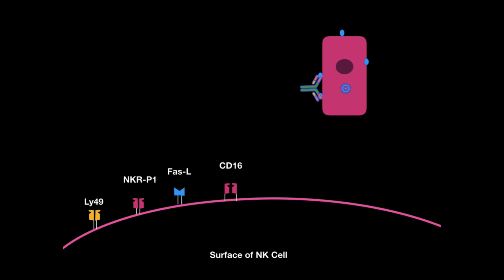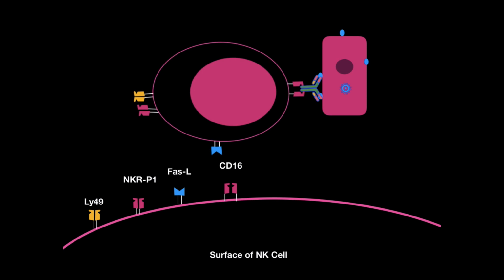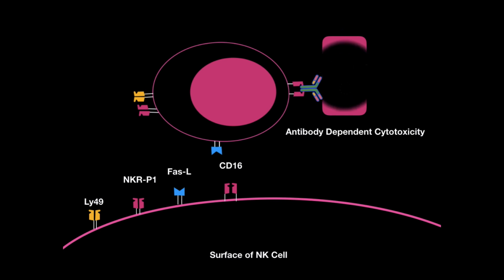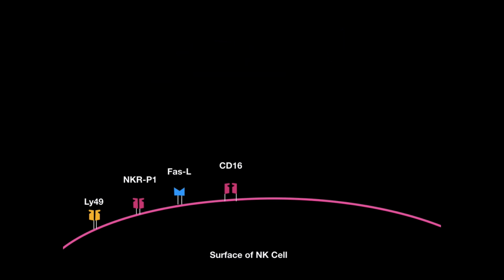And what happens then, CD16 is going to bind the Fc region of the antibody. And CD16 actually binds specifically to the Fc region of an IgG type antibody. Alright, so this type of antibody right here is an IgG. Alright, and then after that, it performs what is called antibody-dependent cytotoxicity to kill the cell. Alright, so now we have Ly49, natural killer receptor P1, FAS ligand, and CD16.